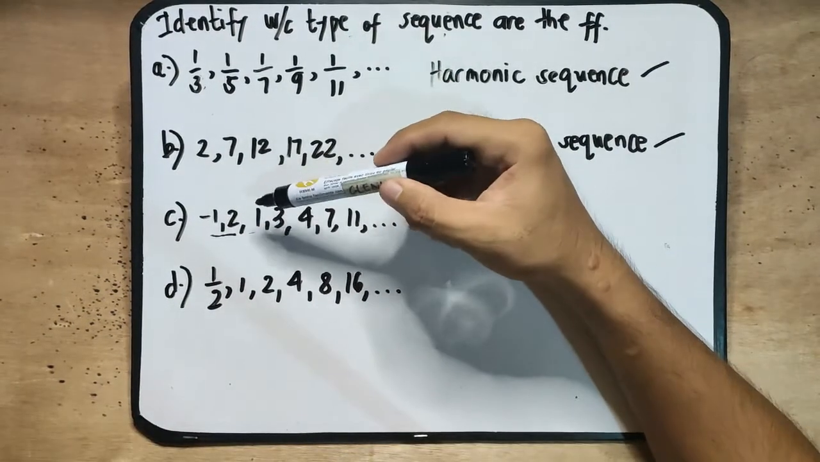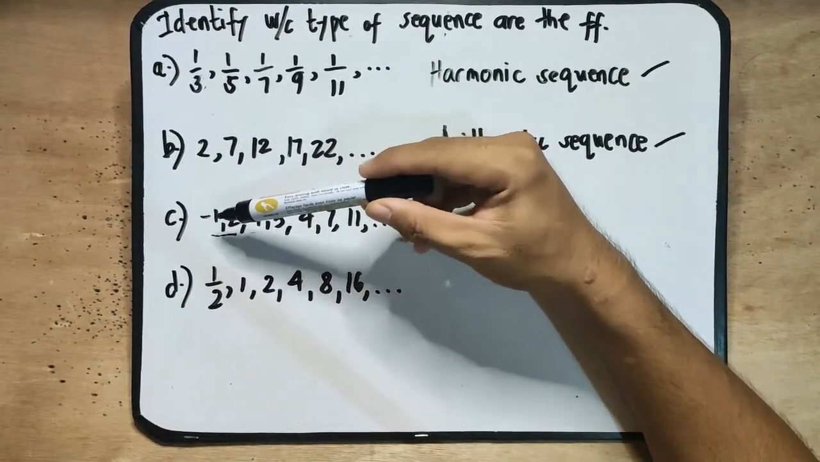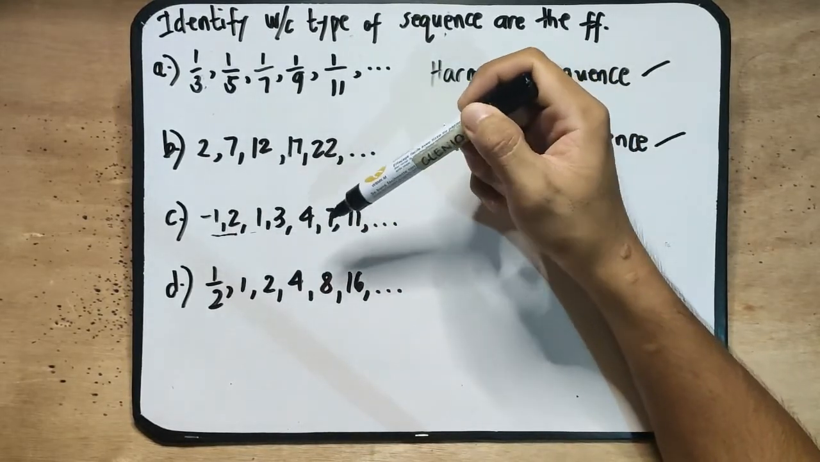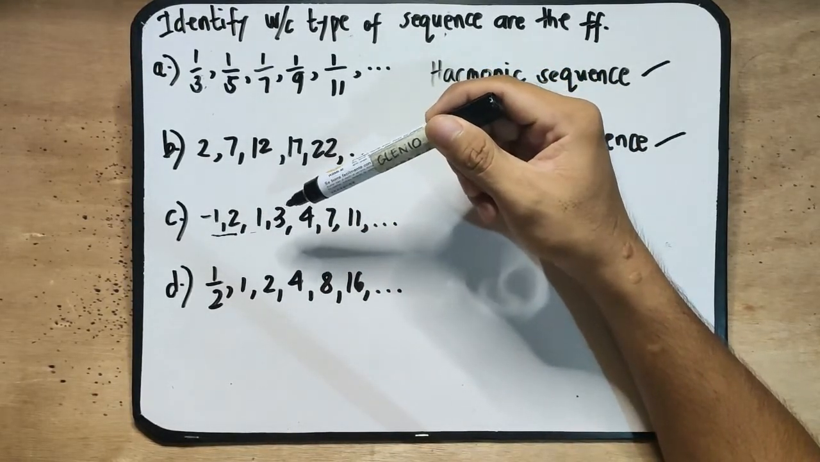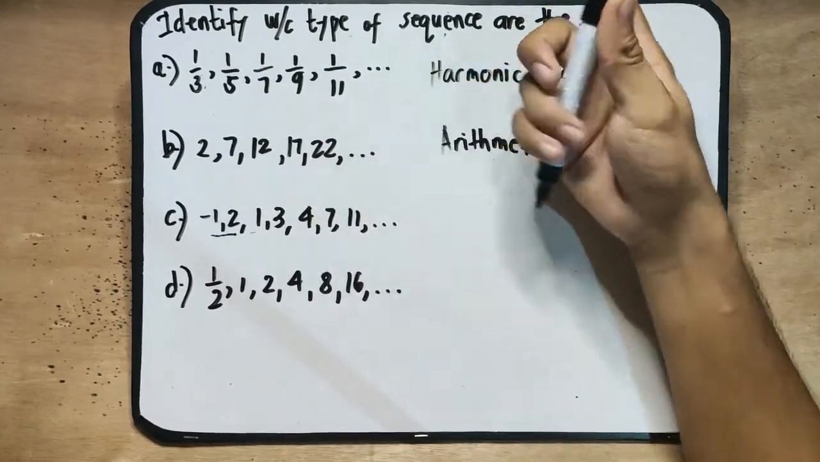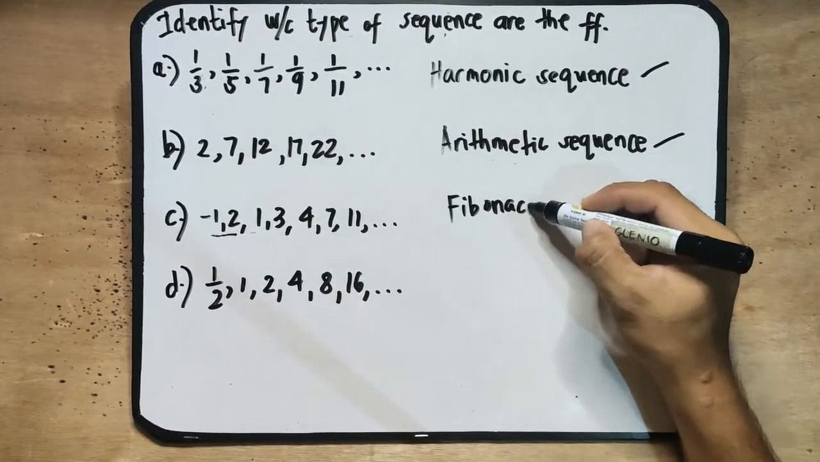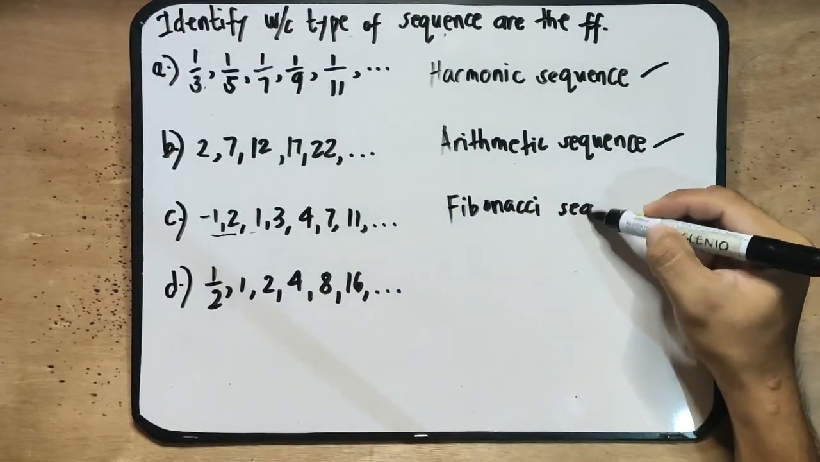So since the deriving second term, by adding the two first terms at yung succeeding terms na derive by adding the two terms na nauna sa kanila, ibig sabihin this is a Fibonacci sequence.